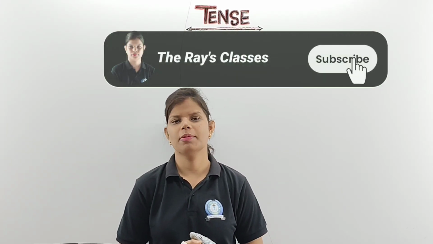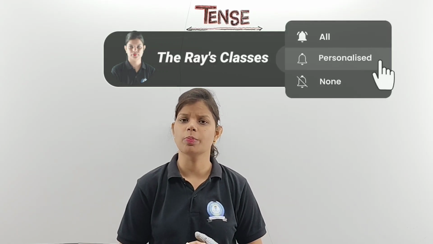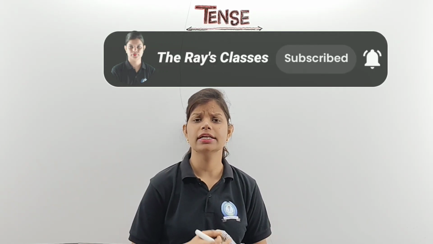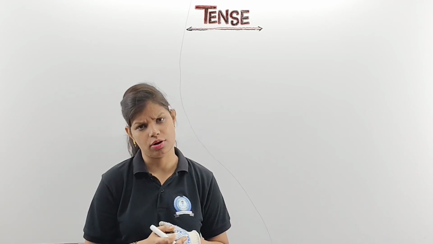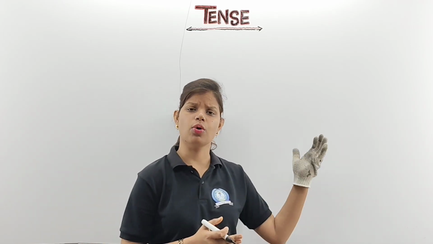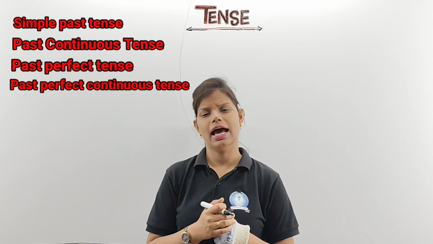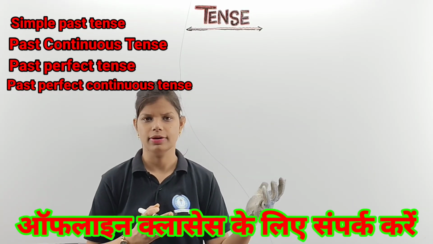So children, in our previous video, we already covered the topic of present tense. We learned the definition of tense as well as its structure, and we saw examples through all four types of present tense. In this video, we are going to learn about past tense. Again, we are going to discuss the parts of past tense as well as the structure and examples.